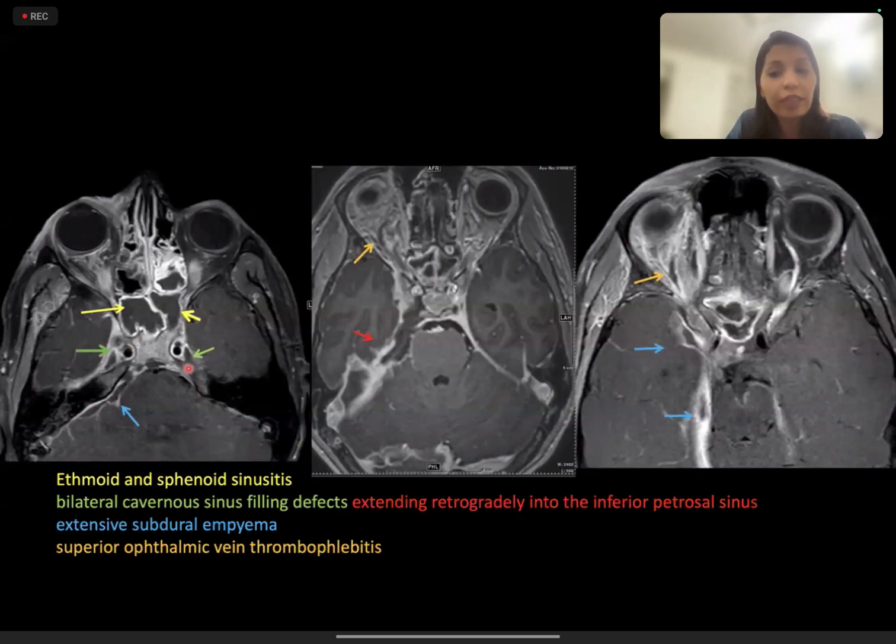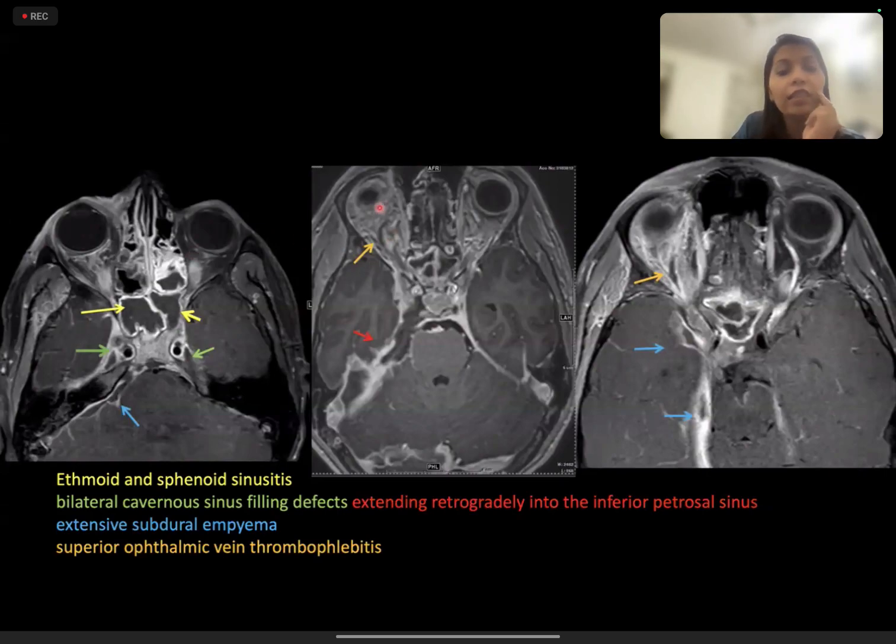And then we don't end there. We have to look for the complications. So complication, if we go posteriorly, there's an epidural empyema within the posterior fossa. There's also infection spread posteriorly through the superior petrosal sinus into the sigmoid sinus. Here we can see this empyema again. There's also subtle leptomeningeal enhancement here, which is not nicely shown, but maybe the projection is not right.